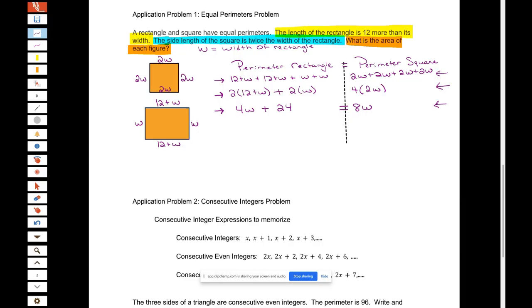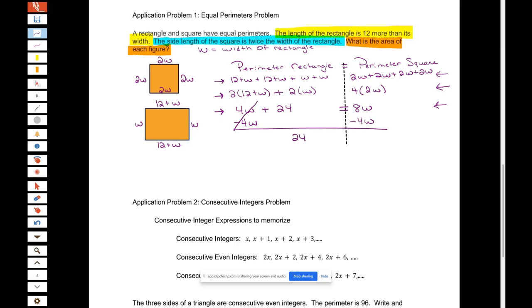But once you get that simplified, you are going to do your inverse operations. Okay, see how you have just an 8W here and a 4W there? You need to get your W's to the same side. So that cancels to 0, and I have 24 equals 4W. And then I will divide by 4 on both sides, and I'll get that W equals 6. So we now know the width of the rectangle is 6. Okay, which means the length, 12 plus 6, is 18.